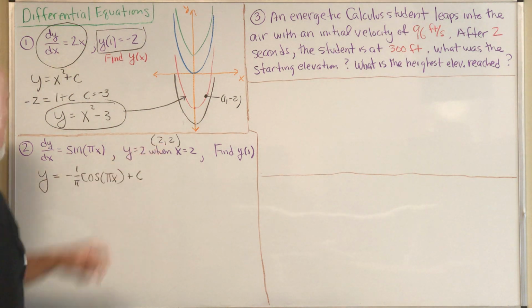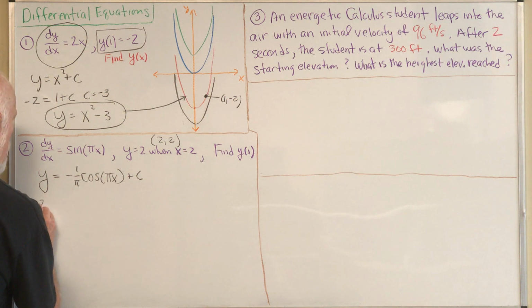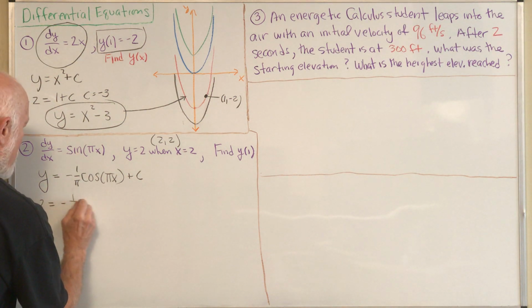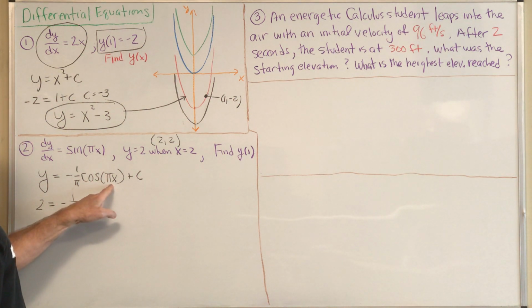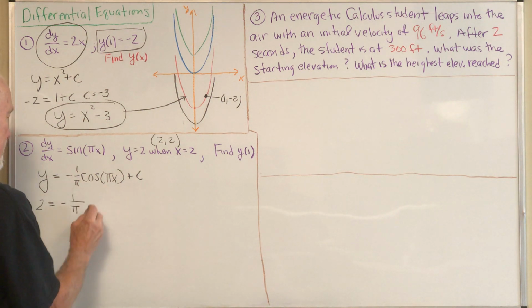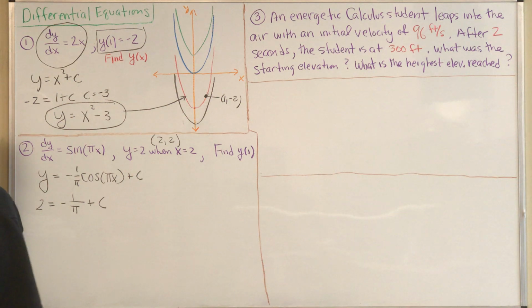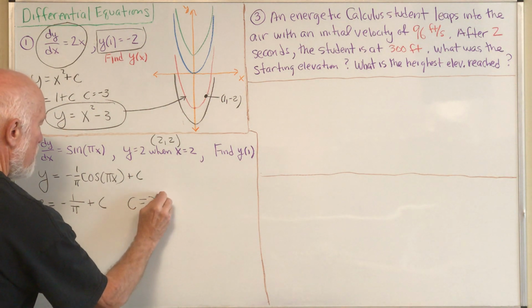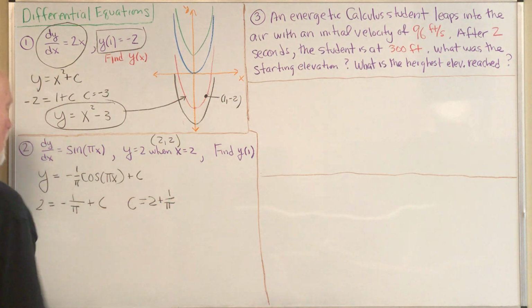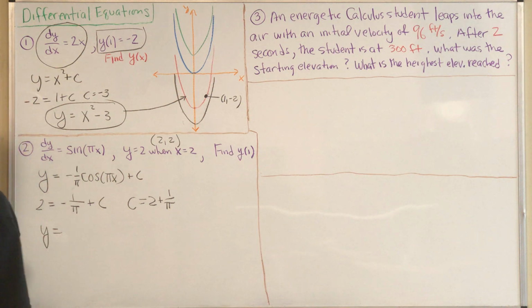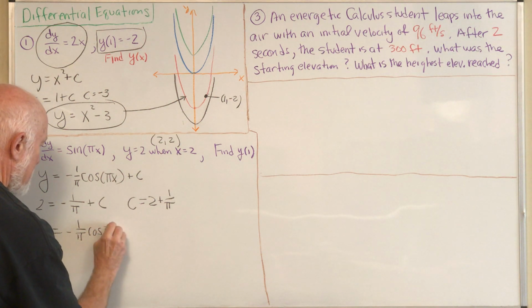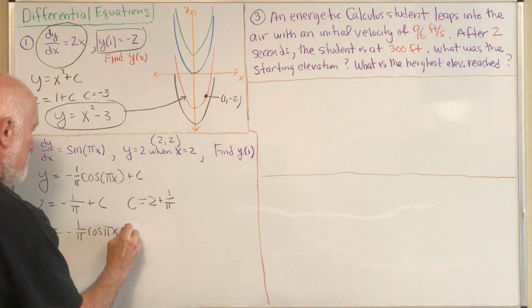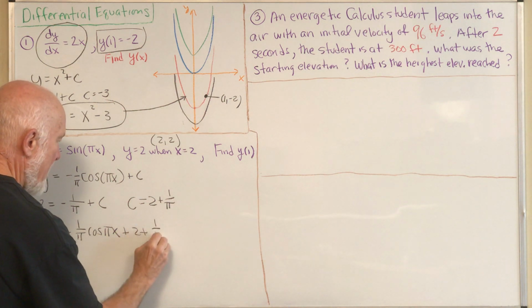Now we're going to use this initial condition. We're going to say 2 equals negative 1 over pi times the cosine of 2 pi. That's the same as the cosine of 0, so that's just 1. So I don't even have to write anything, plus c. That means c is 2 plus 1 over pi. And that means the solution to the differential equation is what we get by putting in place of the c, 2 plus 1 over pi.